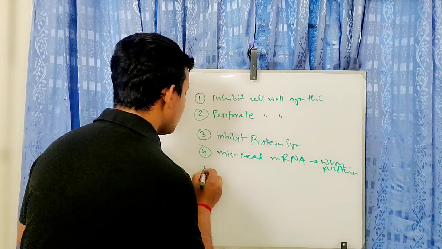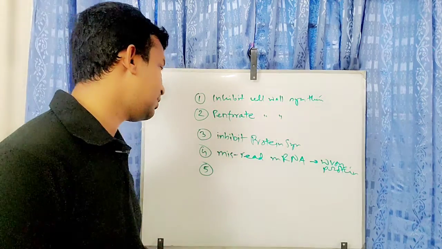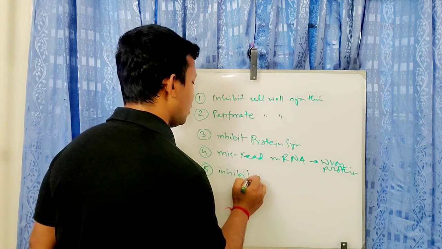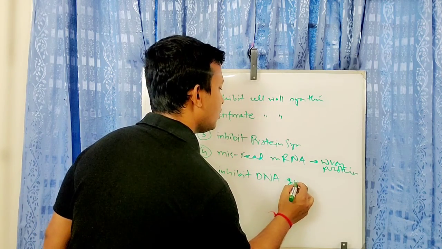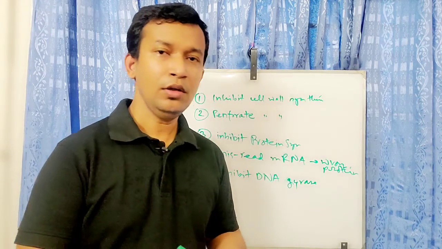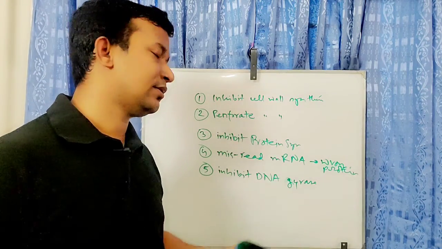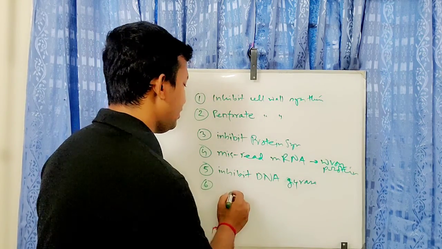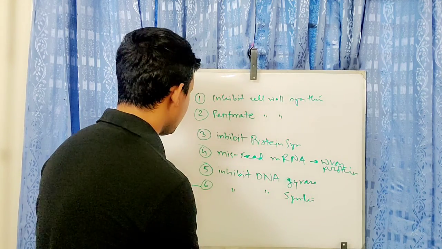The fifth thing is that it is directly related with the DNA level. So what they can do, they just inhibit the DNA gyrase. Somebody calls it gyrase, somebody calls it gyrase, whatever it is, I call it gyrase, DNA gyrase. They inhibit the DNA gyrase, and sometimes they inhibit DNA synthesis. So this class is actually antiviral.